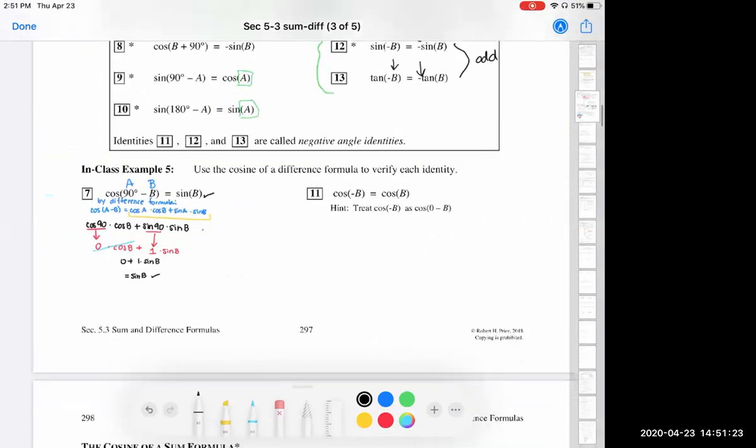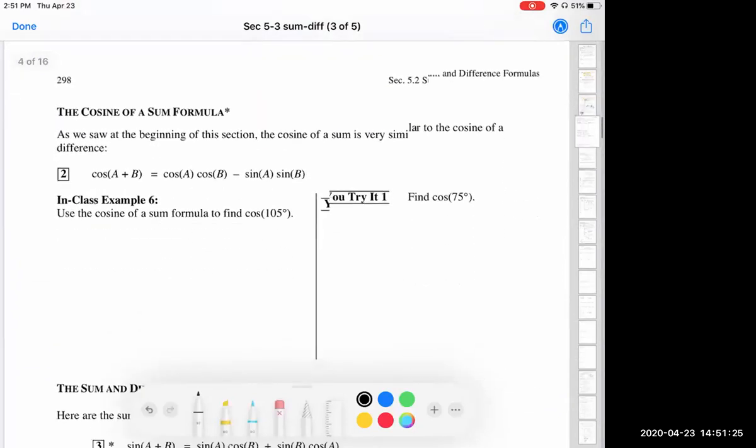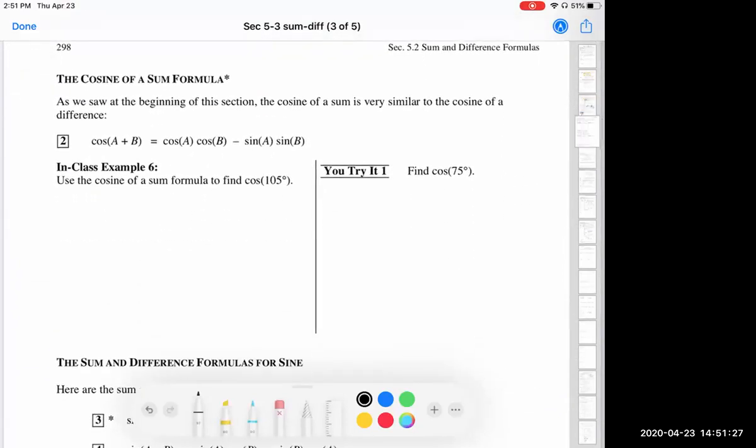All right, let's go ahead and move forward. The sine of the cosine and sum formula. We saw at the beginning of the section, the cosine of a sum is very similar to cosine of a difference. And we have this formula listed above. So go ahead and do this example. Well, let's do example 6 and then you can do the try one. They're right next to each other.